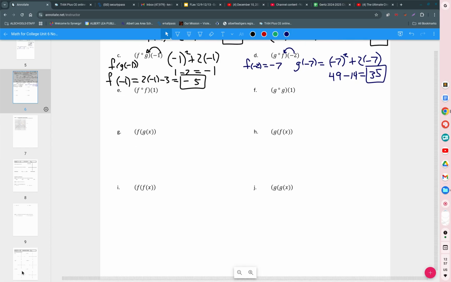Letter E, this says f of f of 1. So now what I do is, f is 2x minus 3. So I'm going to plug 1 in, and I get 2 times 1 is 2, and 2 minus 3 is -1. So now I don't go to g, I just go back to f again. Now I do 2 times -1 is -2, minus 3 is -5. You try letter F on your own.